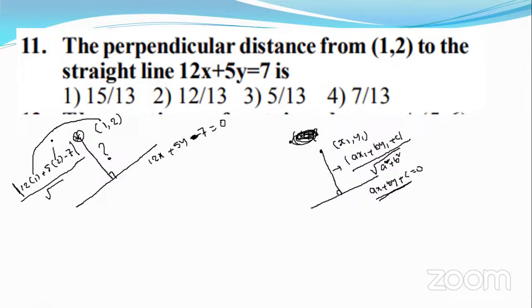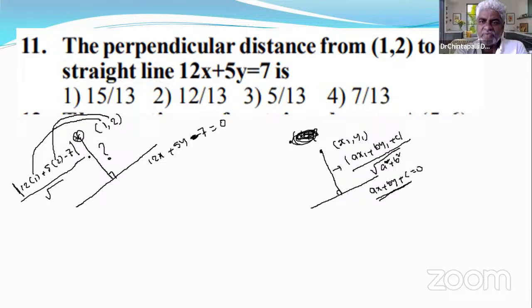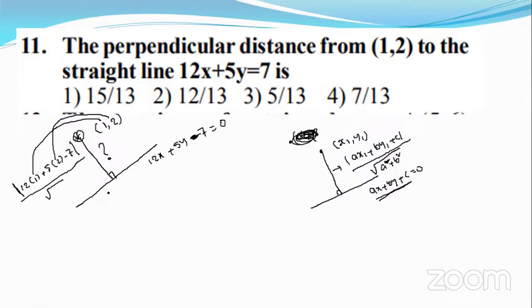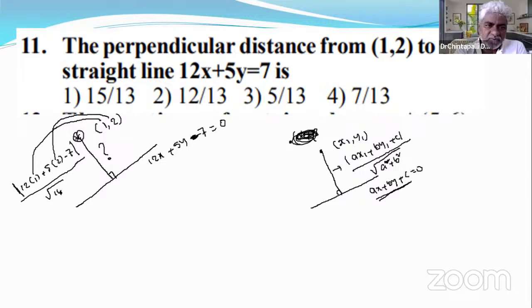The denominator is root of a square plus b square, that means x coefficient square plus y coefficient square. So 12 square is 144, plus 25.